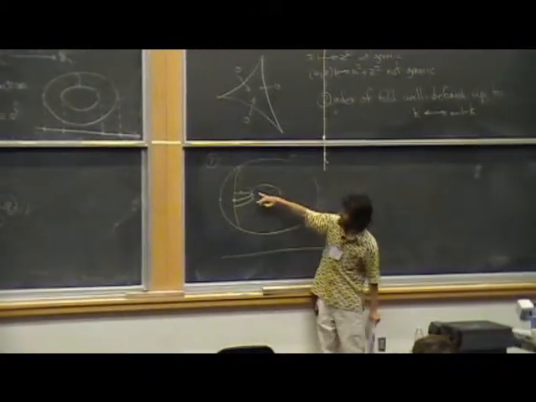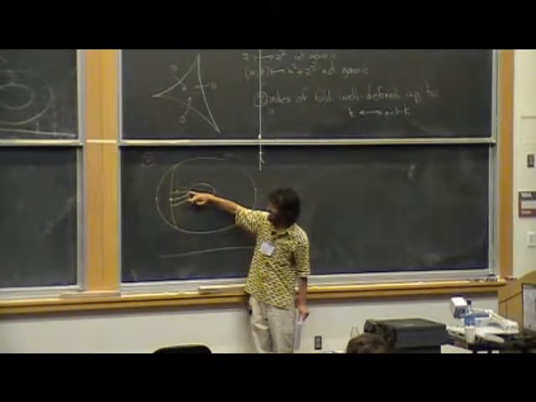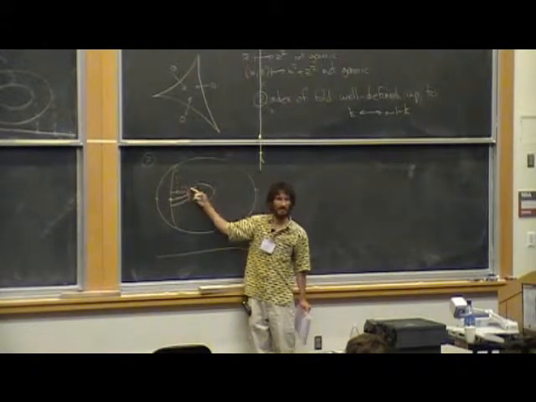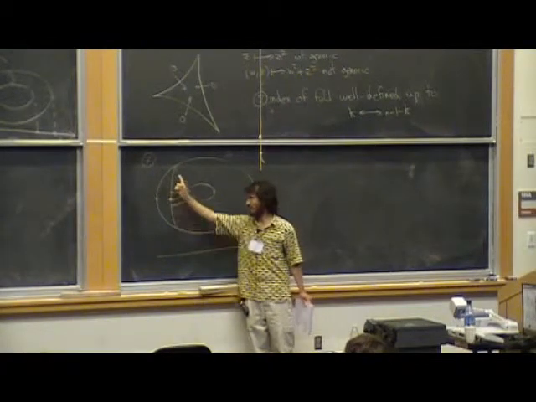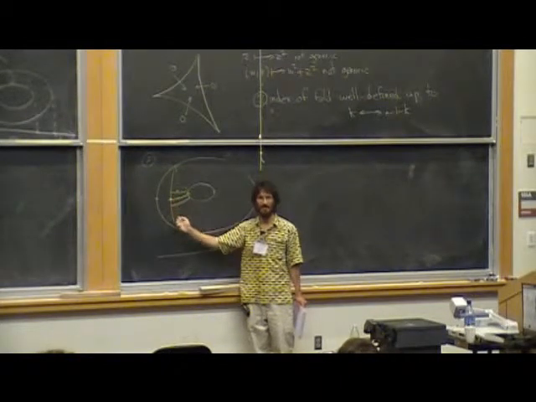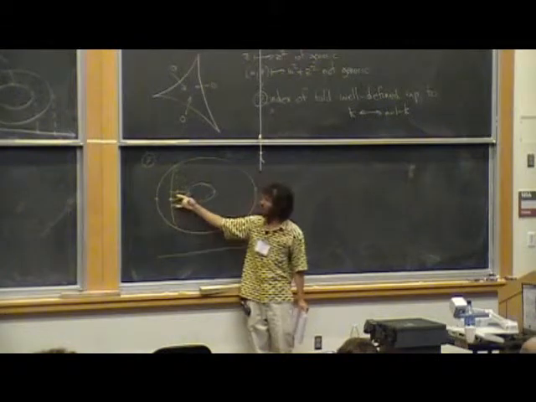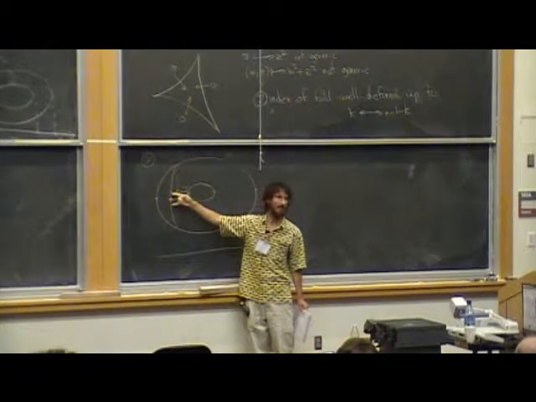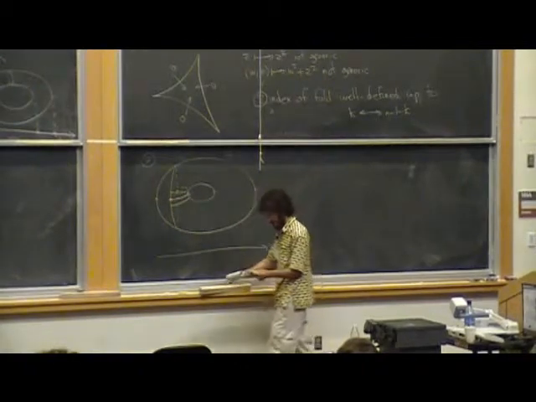So what I want you to get out of this is that the attaching sphere for this 1 handle lies, of course it lies in the vertical slice, but not only does it lie in the vertical slice, it lies in a level set of the vertical Morse function on the vertical slice. Okay? And furthermore, it's got a framing which is compatible with that level set. Okay?